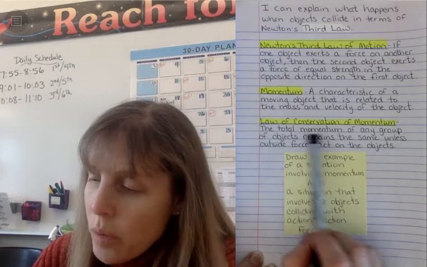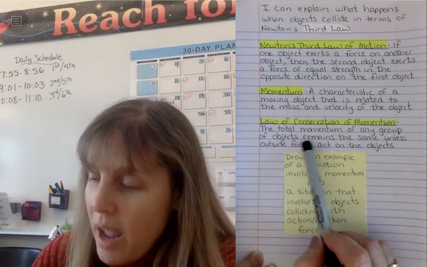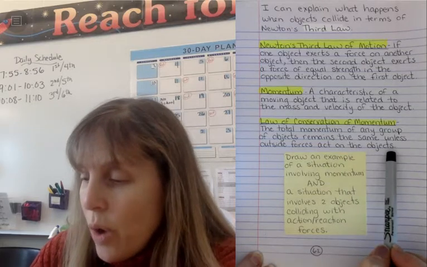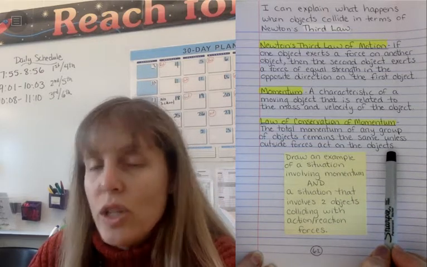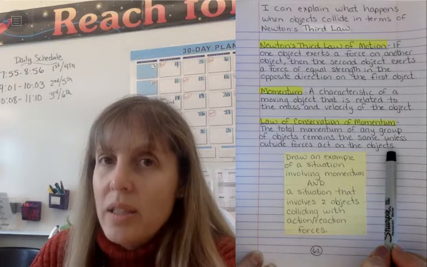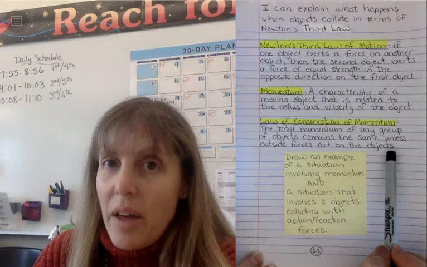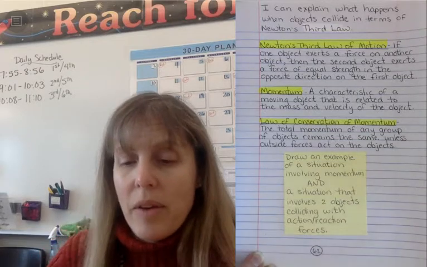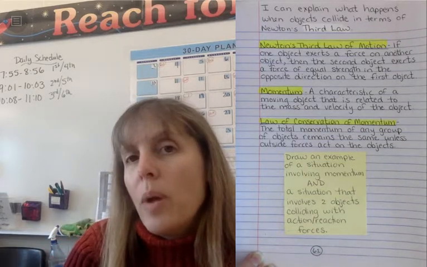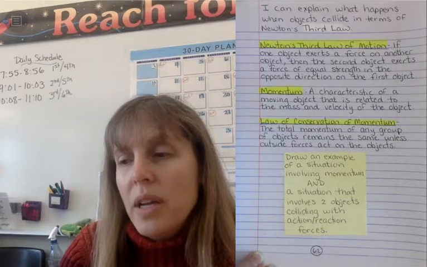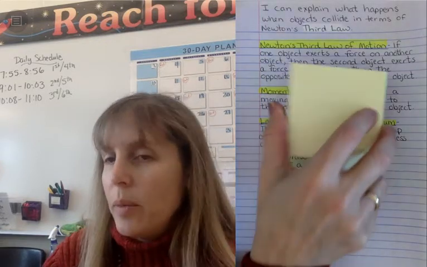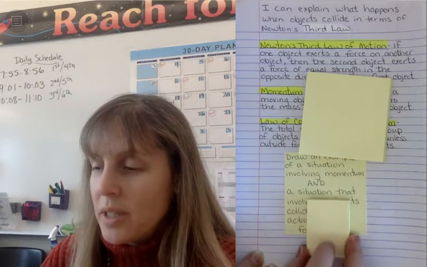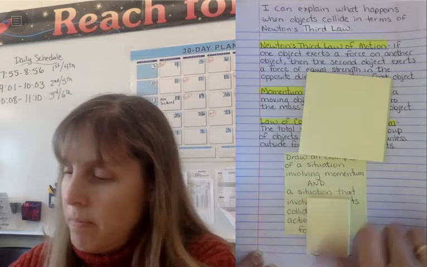It is the total momentum of any group of objects, and it remains the same unless outside forces act on the object. So what the conservation of momentum means is, if one object hits another, it will transfer its energy to it. Kind of like, have you ever played pool? Where one ball cracks into the other and moves it? Well, let's look at it with Post-its. If I take one Post-it and smash it into the other, this one's going to stop and that one's going to move.